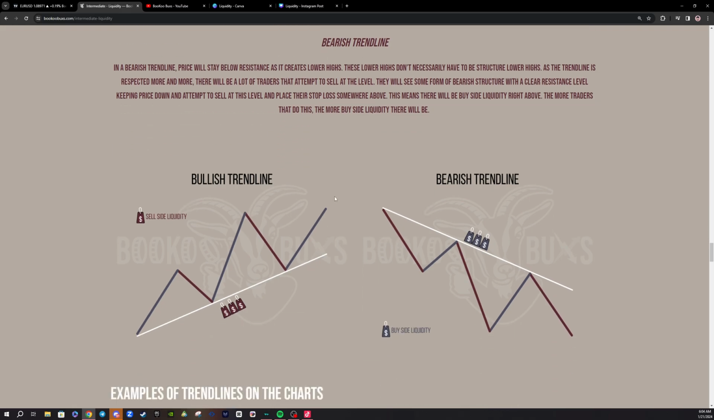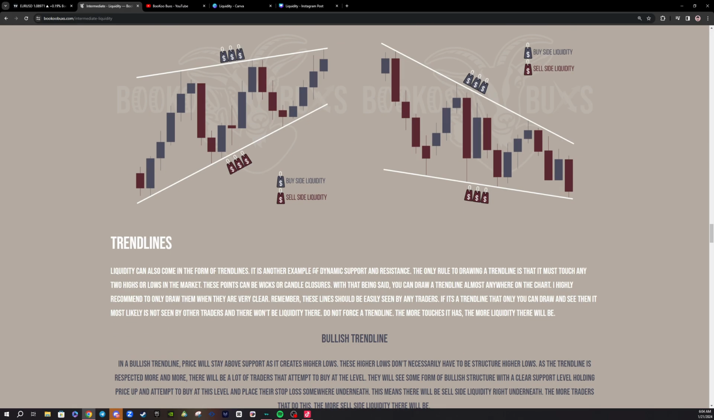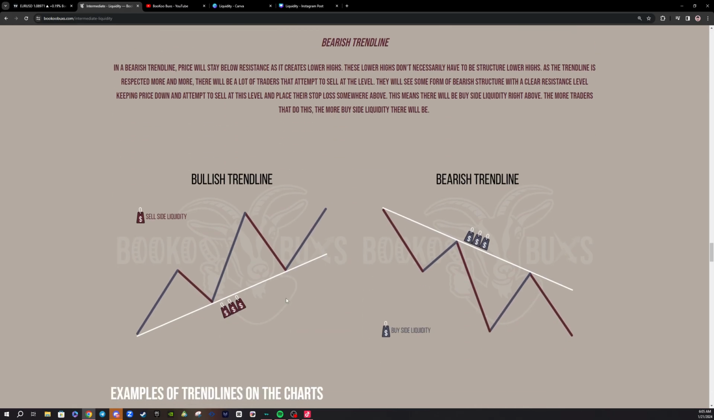Here are a couple examples of a line chart. I kind of already went to the charts, but here's just a basic comprehension of it. You have sell side liquidity resting underneath the lows, because if you have a bullish trend line, people will be trying to buy off of it.